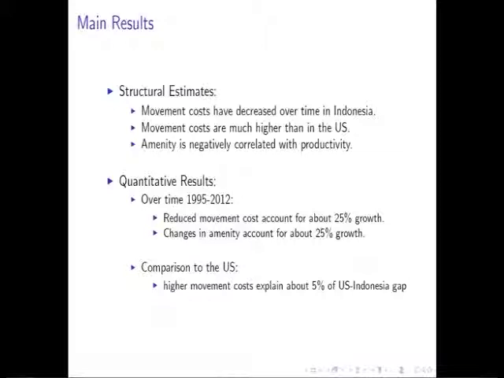Okay, so this is what you need for people to not want to go and live in the highly productive places, and this is what we would want to find if you thought that improving amenities could improve productivity over time. A preview of the quantitative results: we do two kinds of things. First, we look at over-time changes in Indonesia. Between 1995 and 2012, for example, a reduction in the movement cost that we find in the data explains about 25% in our model of the growth in GDP in Indonesia. Changes in amenities account for a further 25%. So this reallocation of people across space over time accounts for quite a large proportion of the growth over this time.